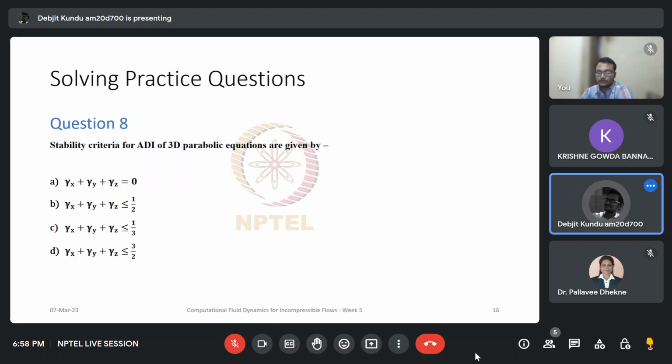Which brings us to question number 8. So since we learned that ADI for 3D parabolic equations is conditionally stable, what is the condition? What is the stability criteria? There are 4 options given here. Option A is gamma x plus gamma y plus gamma z is equal to 0. Option B, gamma x plus gamma y plus gamma z should be less than half. Is it option C, gamma x plus gamma y plus gamma z should be less than one third? Or is it option D, gamma x plus gamma y plus gamma z should be less than 3 by 2, which is 1 and 1 half.